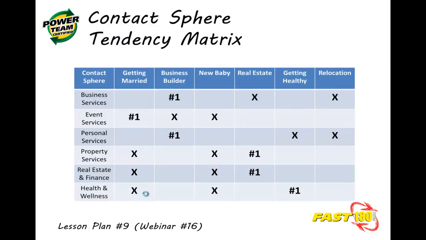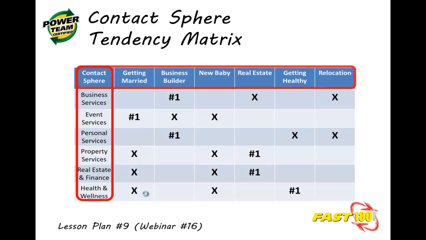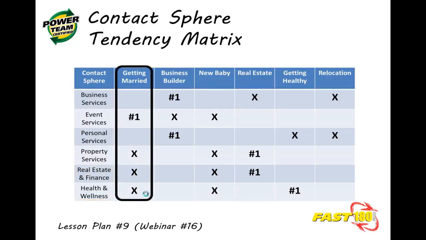Okay? So as we looked at this matrix before, the contact spheres are all listed on the left, business services, all the way down to health and wellness at the bottom, and then across the top, the getting married key situation. So depending on where your business lies, which contact sphere, and what your number 1 key situation is, in this case, event services and people getting married, you want to take a look at the other contact spheres in your group that may have relevant products or services and start talking to these people about the getting married key situation. Okay, I'm going to show you in detail what that looks like here in a moment.